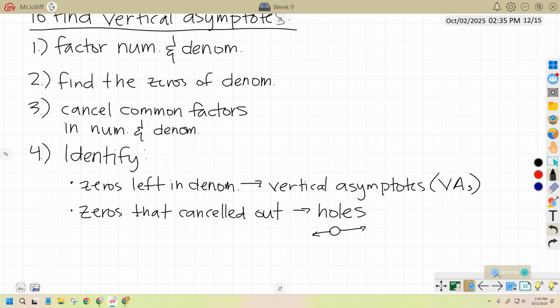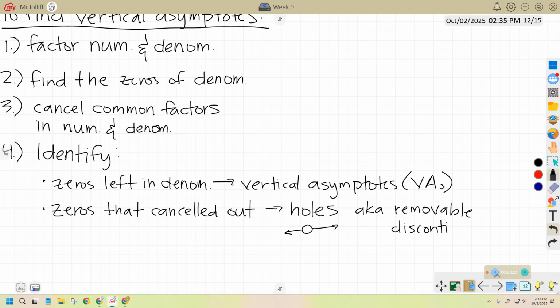The English language is weird. You will see a different phrase used for these. Your book is going to use a different word. They are going to call these removable discontinuities. Discontinuities. Spelling is hard.